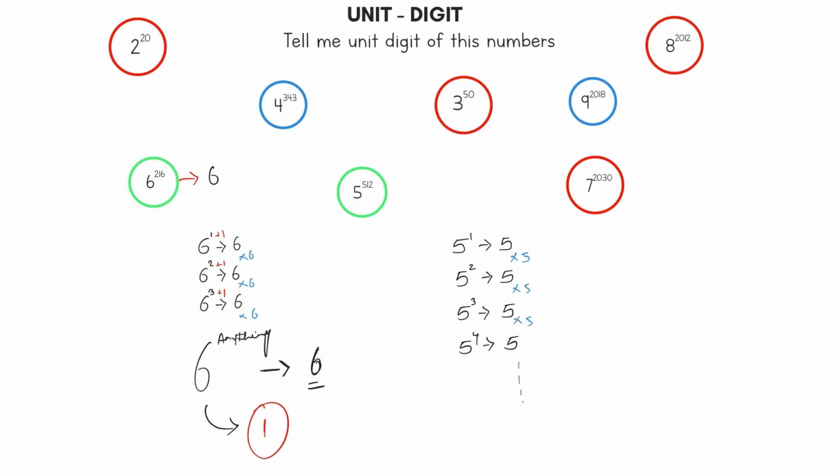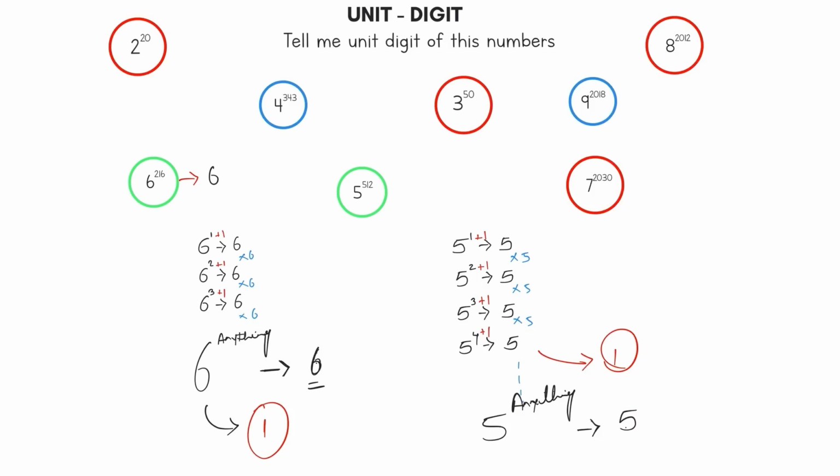So if I give you 5 raised to anything, the unit digit of this always has to be equal to 5. So just like 6, even 5 has a cyclicity of 1, which means 1 plus 1 is 2, 2 plus 1 is 3, 3 plus 1 is 4, 4 plus 1 is 5. All the powers of 5 will always have a unit digit of 5. That's how simple it is.